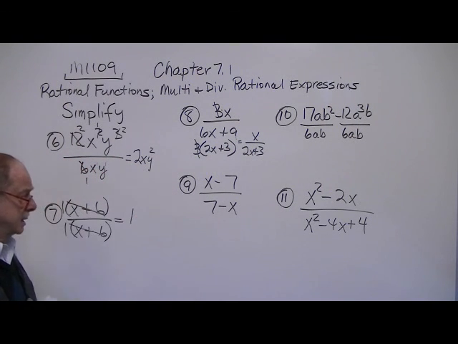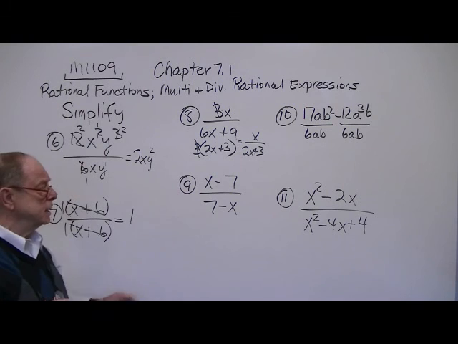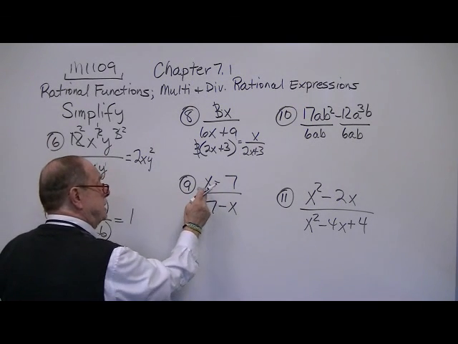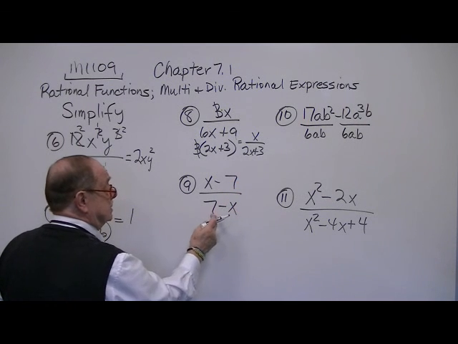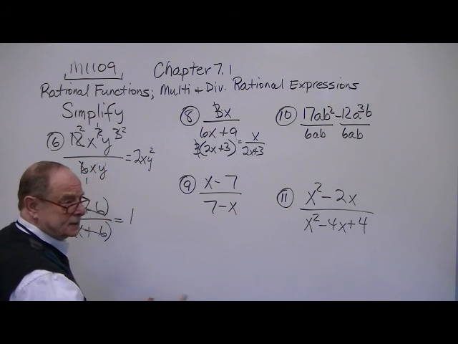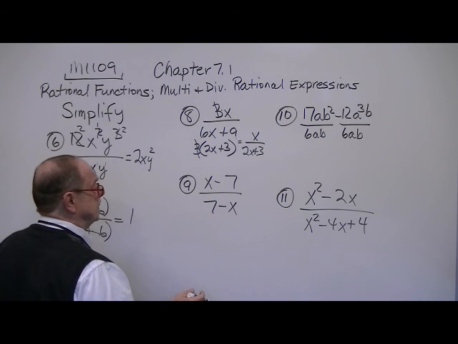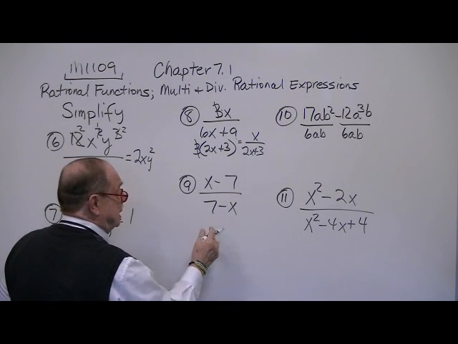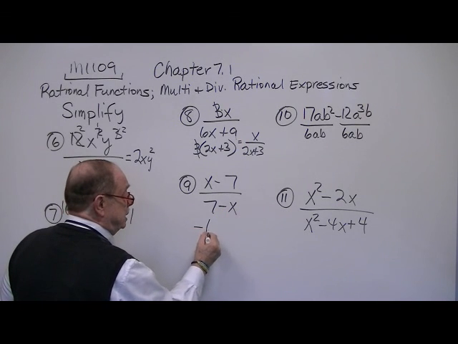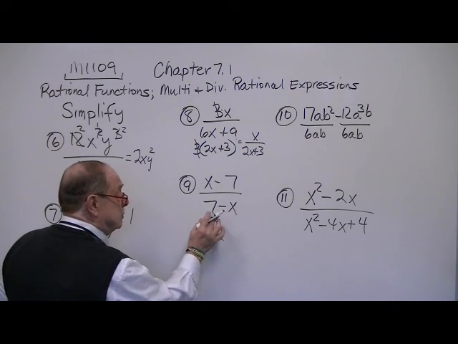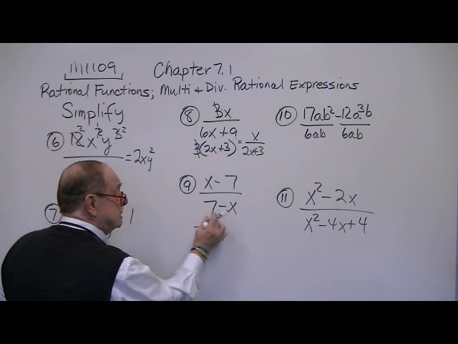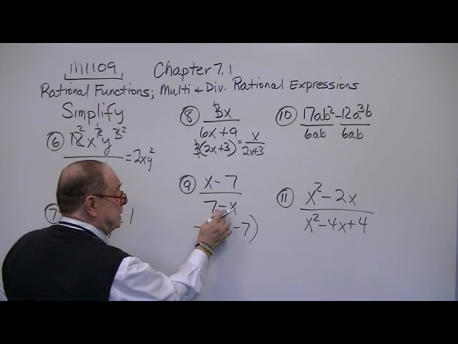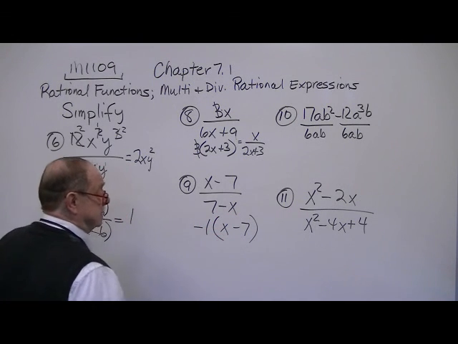In number 9, this is a really important one. As we look at this, we see there's an x, there's a 7, there's an x, there's a 7, but the signs are different. So if on this bottom one, I take out a -1, I can reverse the signs. This then becomes a -7, and I can put it there, and this becomes a positive x.